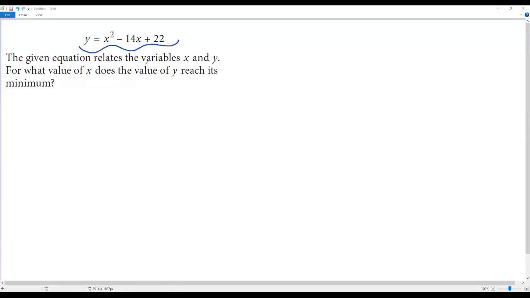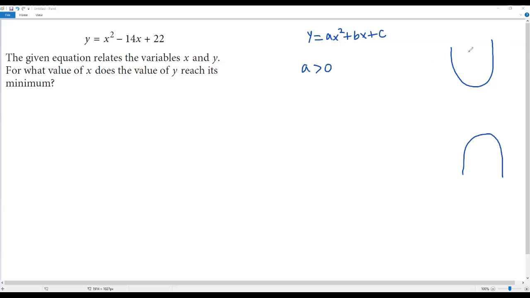Actually, we have a quadratic function in the form y equals ax squared plus bx plus c. Whenever we have a quadratic function in this form, its graph will be a vertical parabola, and the parabola may open up or open down. So it depends on the sign of the leading coefficient, that is the coefficient of x squared. Here it is a. If a is positive, that is greater than 0, then the parabola must open up. If the leading coefficient a is less than 0, that is negative, then the parabola must open down.